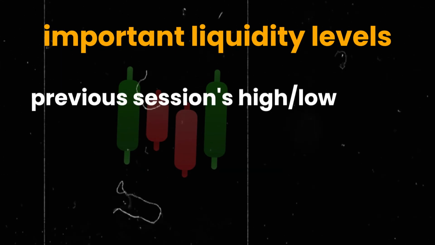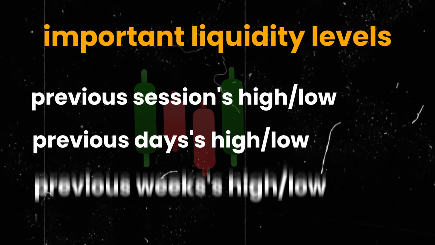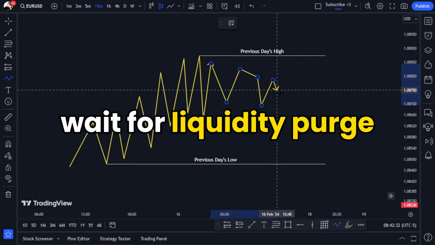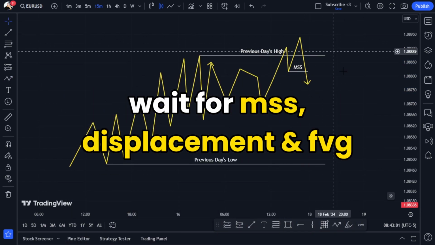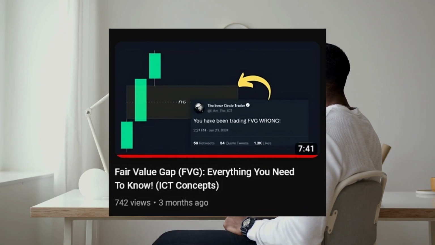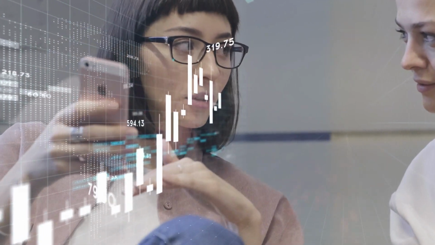After that, we have to mark all of the important liquidity levels. These can be the previous session's high or low, the previous day's high or low, or even the previous week's high or low. Now, we have to wait for one of these liquidity to be purged. Soon after that, we have to wait for a market structure shift with displacement that leaves behind a fair value gap. If you don't know what fair value gaps are and how to use them, then I would suggest you watch this video on my channel. It would help you a lot in understanding fair value gaps.